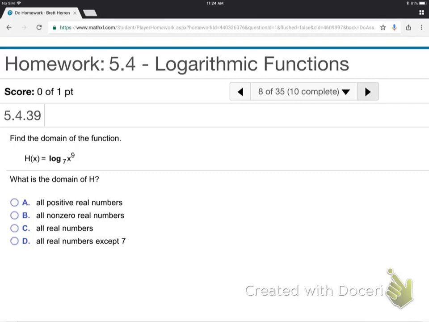Okay, so we have this function, I'm just going to call it y. Y equals log base 7 of x to the 9.